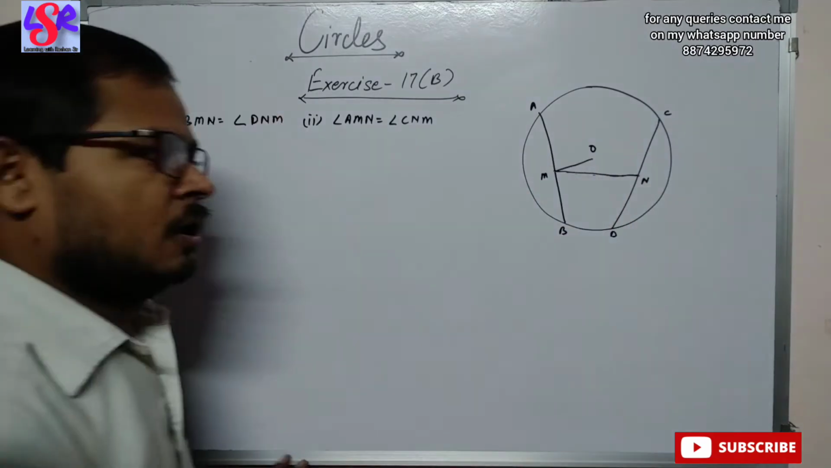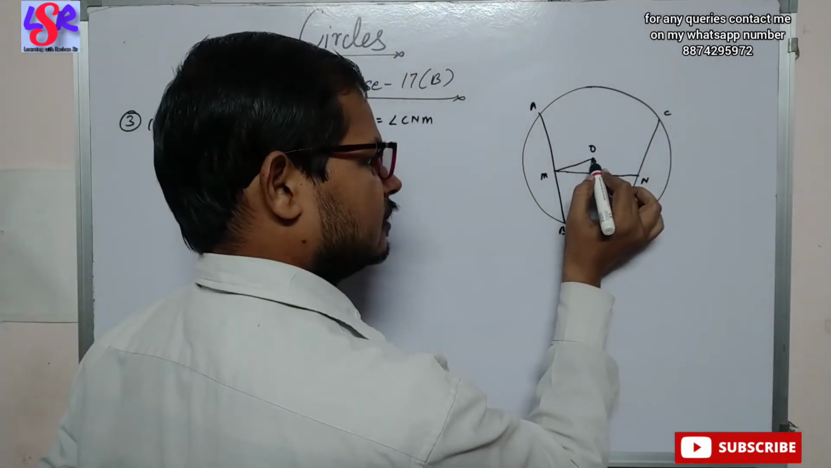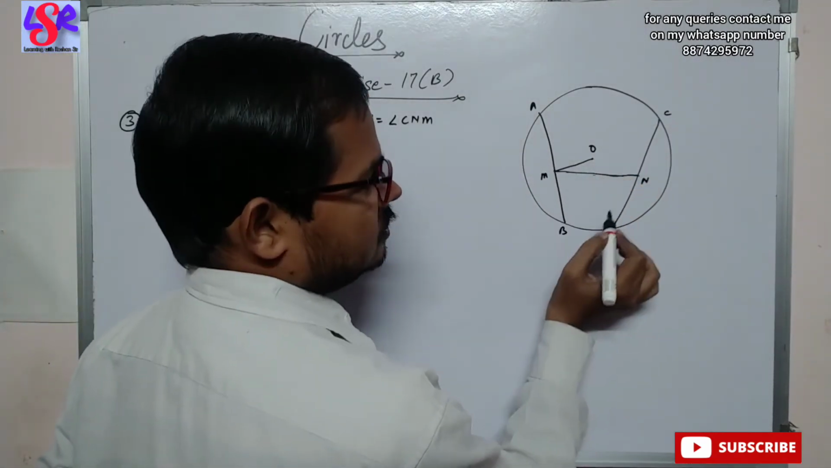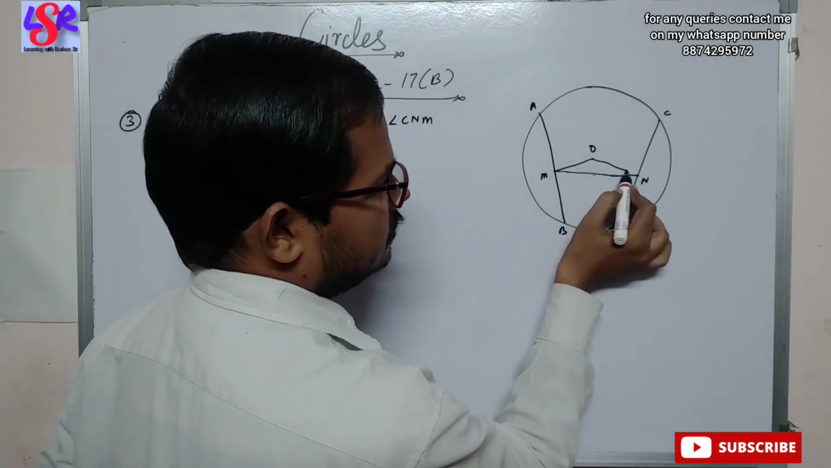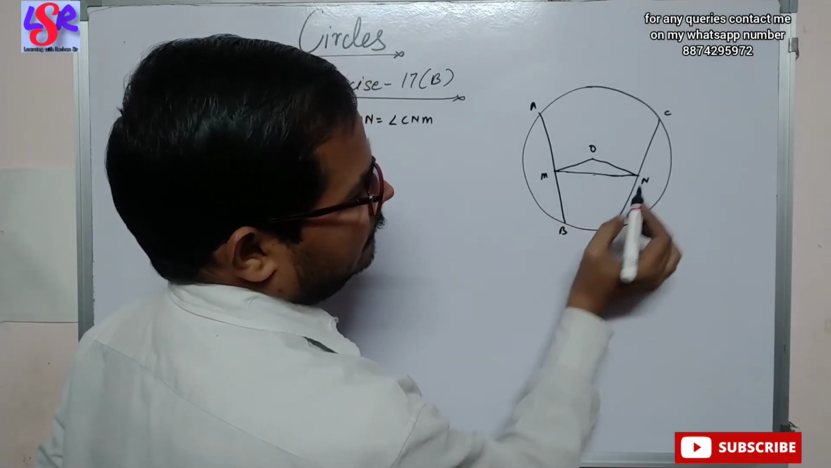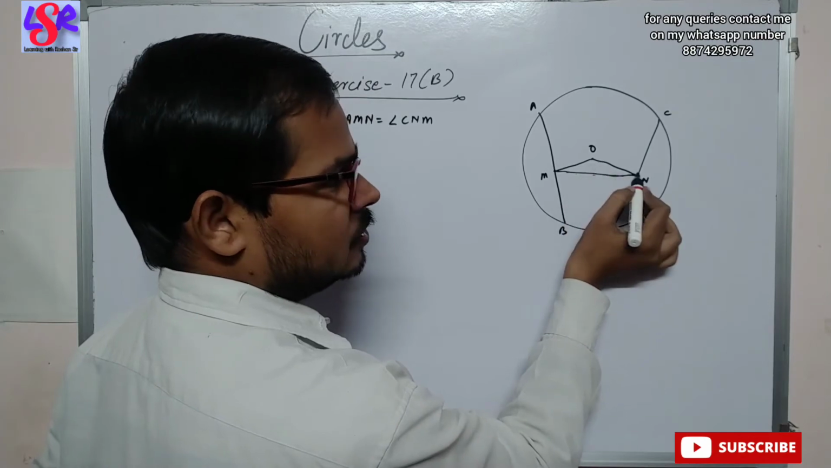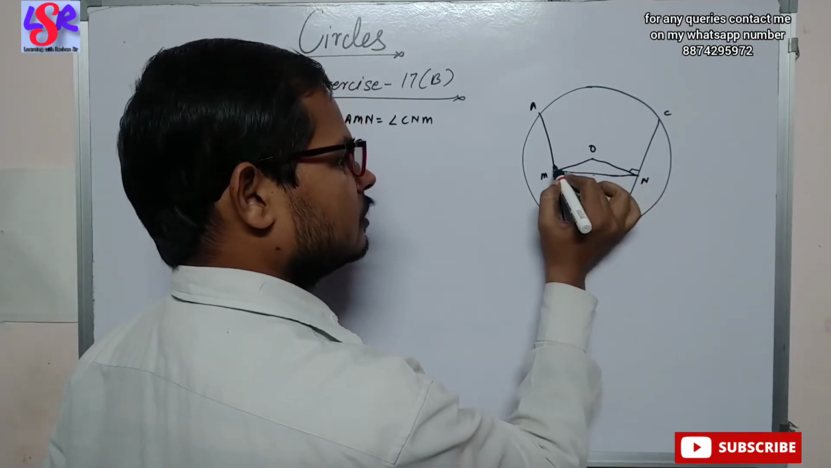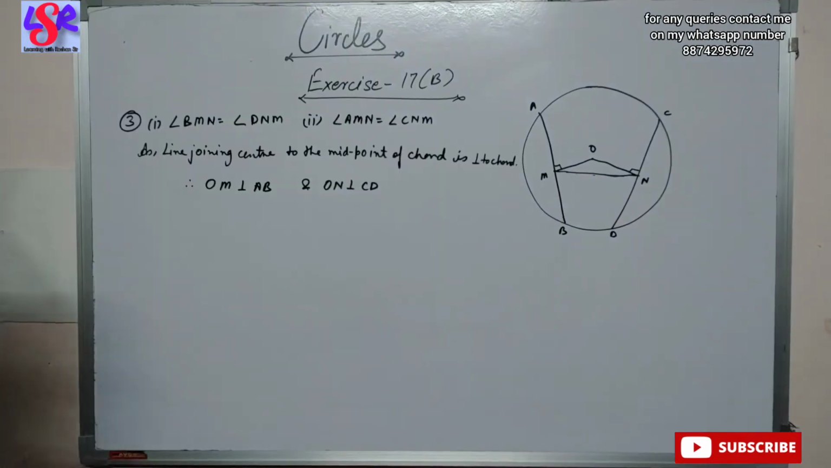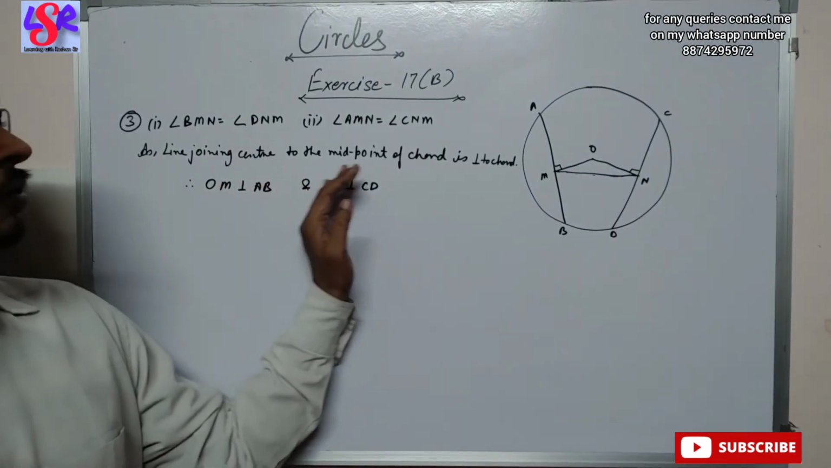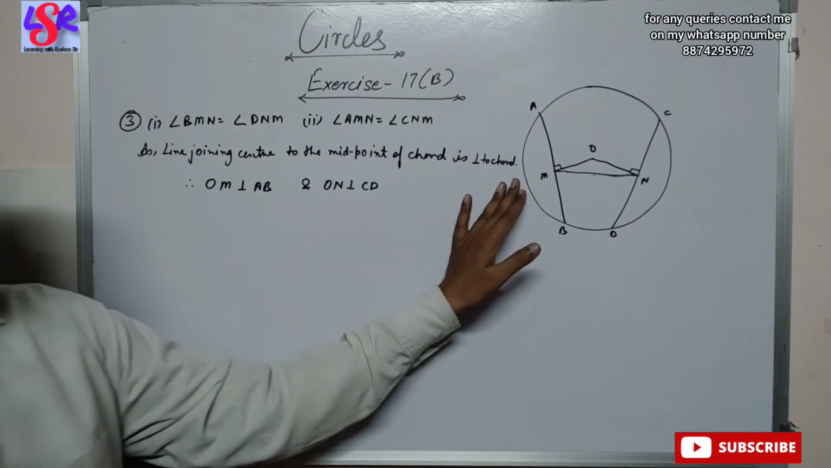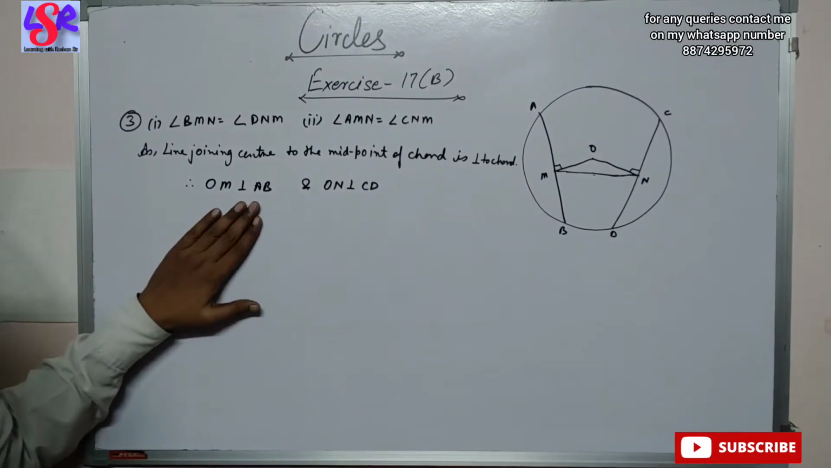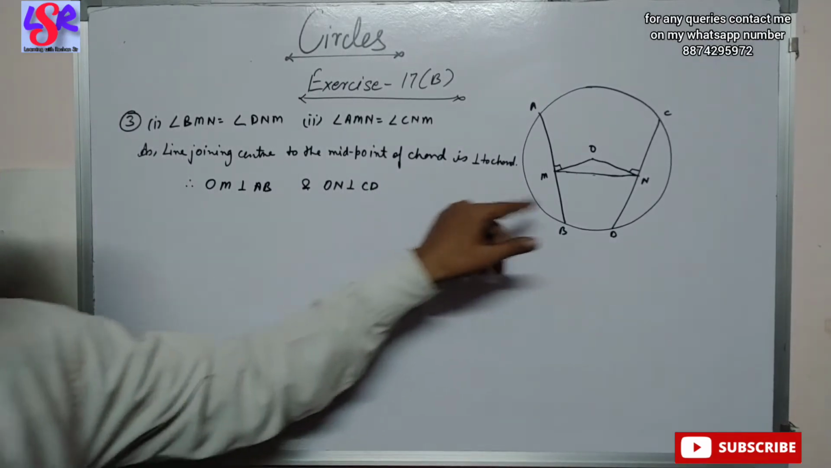Now very first of all, we are going to join the center to the midpoint of this chord, and similarly on this side also. And as we know, the line joining the center to the midpoint of the chord is perpendicular to the chord, so here this will be perpendicular. Therefore we get OM perpendicular to AB and ON perpendicular to CD.